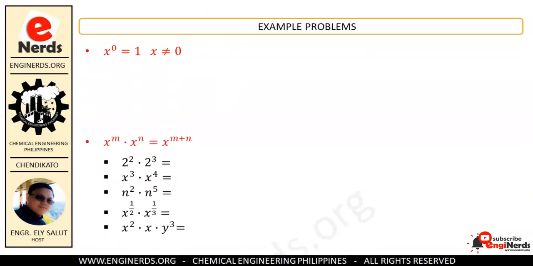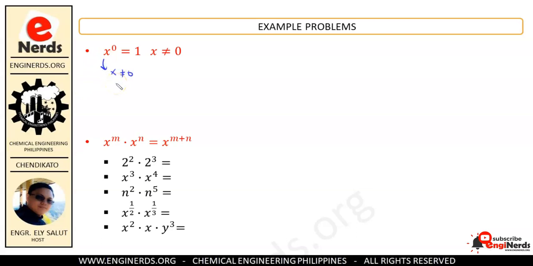So, we have here x with an exponent of 0 is equal to 1. So, ang ibig sabihin nito is any variable or any number na may exponent na 0 will be equal to 1. Provided na itong base mo is not equal to 0.